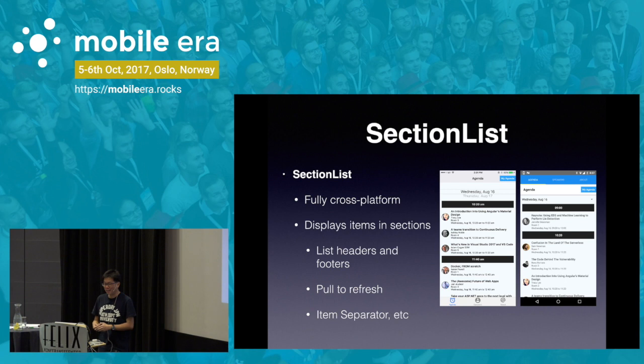Now, let's talk about table views. If you do iOS programming, definitely you are familiar with table view. In React Native, initially they had a component called list view, but list view has been deprecated. In place of list view, they are asking you to use something called section list as well as flat list. Section list is fully cross-platform, and it displays items in sections, it supports headers and footers, and it also supports pull to refresh.